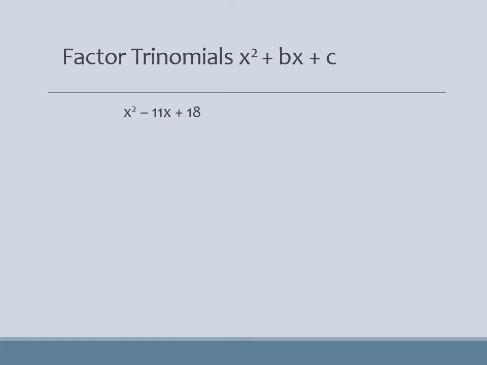In this case, again, 1 times 18 is 18, and factors of 18 that add to negative 11 are going to be 2 and 9, and again, they're both going to be negative. So x squared minus 2x minus 9x plus 18.